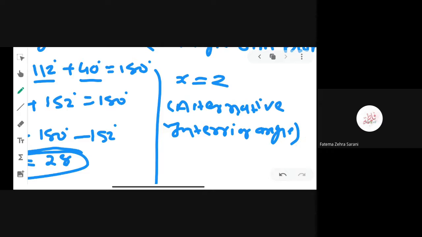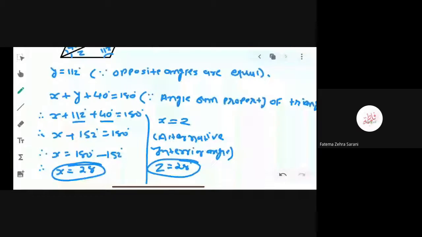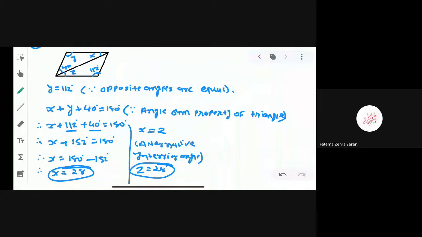Yes, sir. And x is equal to z, then z is equal to 28 degrees we get. So what is the answer? x is equal to 28 degrees, z is equal to 28 degrees, and y is equal to 112 degrees. Any doubt? No, sir. Okay.